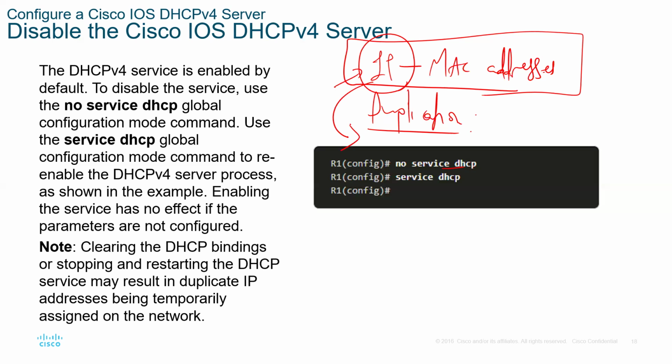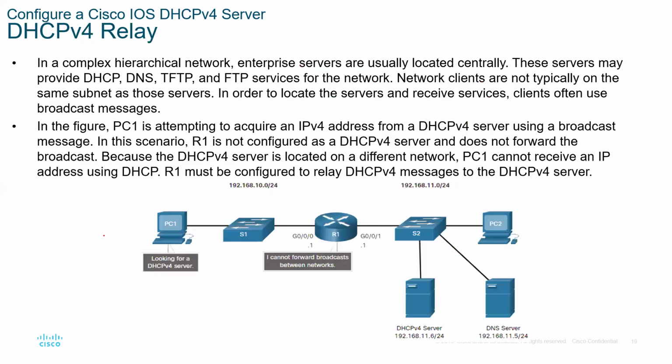So clearing the bindings leads to duplication because the address goes back to the pool, but the device is still using that address even if you've cleared. So clearing bindings is dangerous. It leads mostly to duplication because the address goes back to the pool. Right, and basically this is it, disabling. Then we go to the relay.